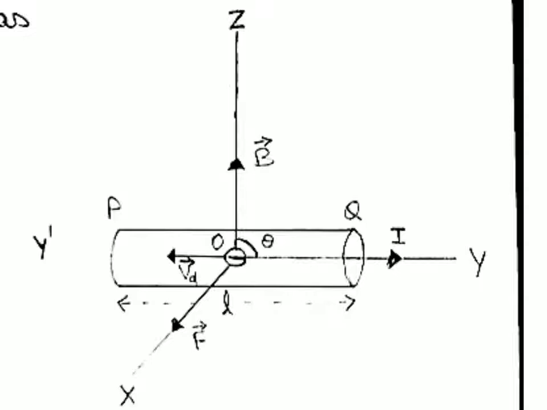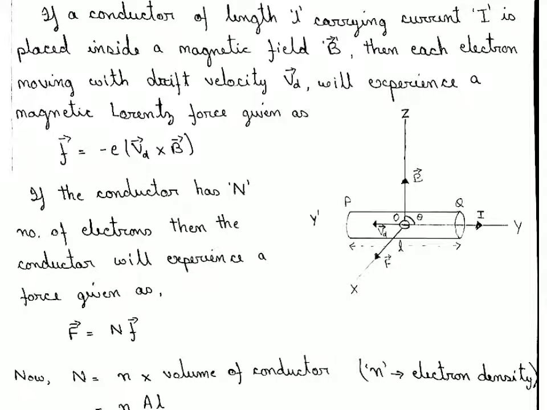So here a charge, namely an electron, moves in a magnetic field with a velocity Vd. And since that charge moves inside a magnetic field, it will experience a magnetic Lorentz force given as small f is equal to minus e Vd cross B. So this is the force experienced by each electron, by one electron inside of the conductor.